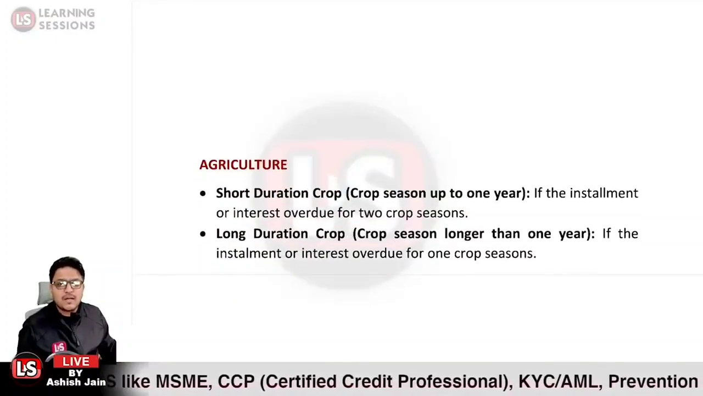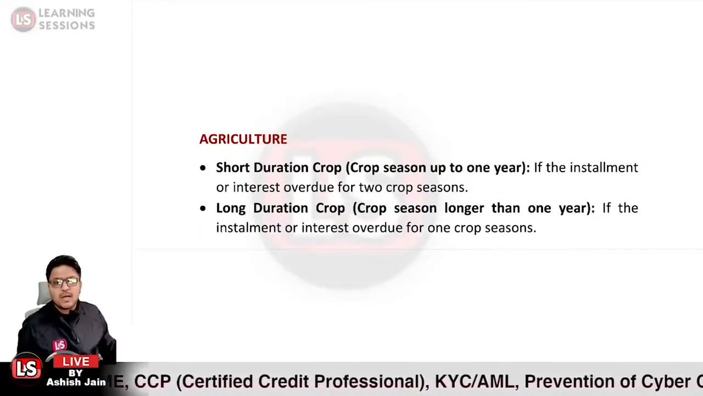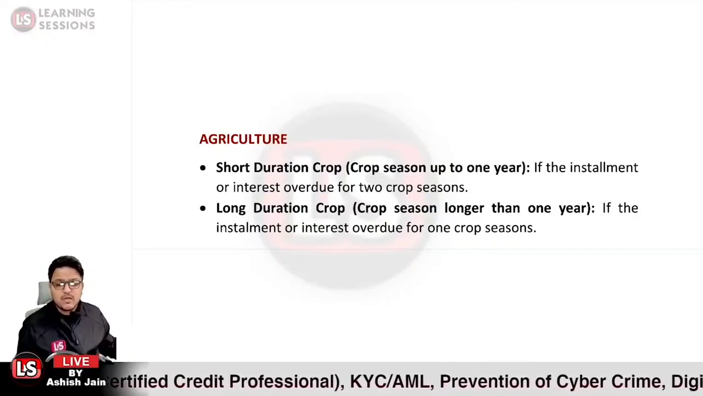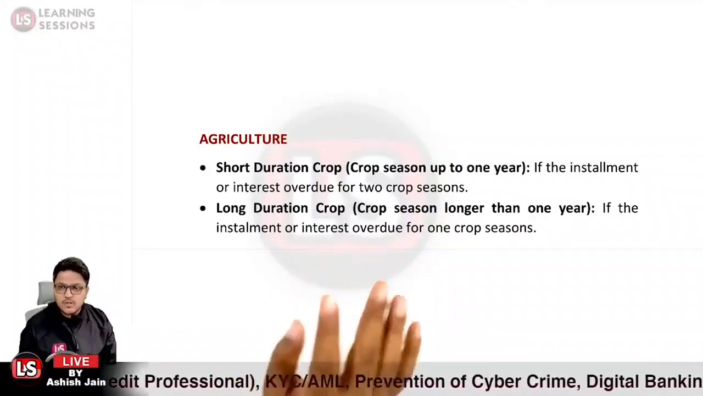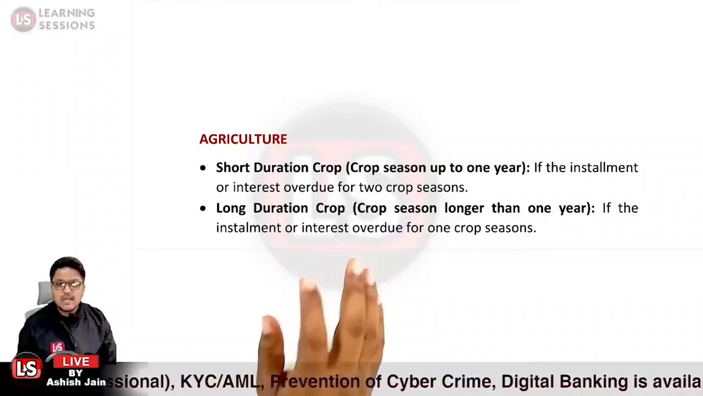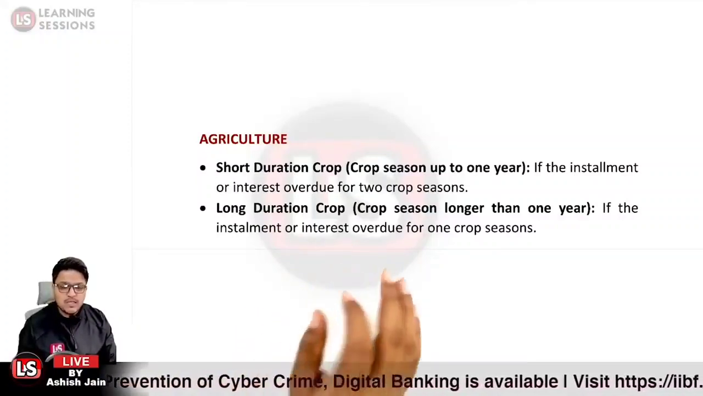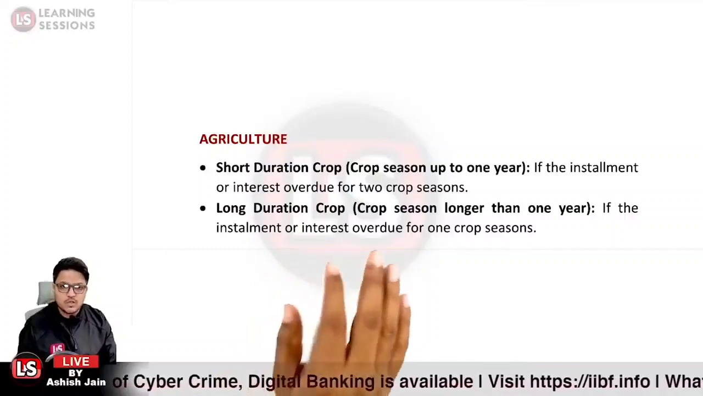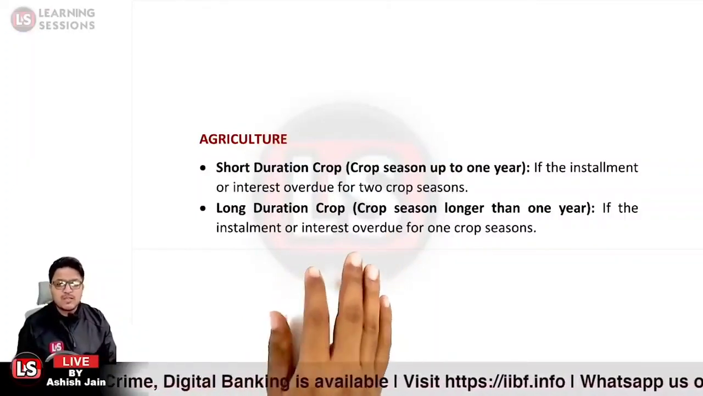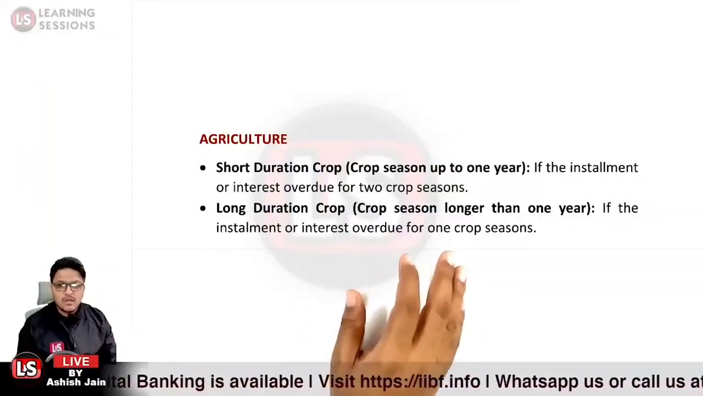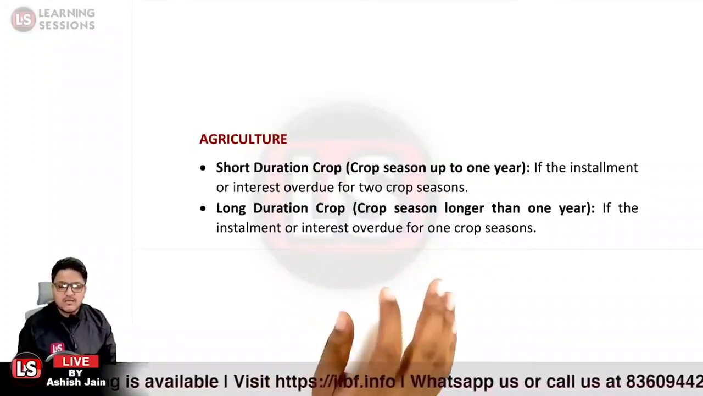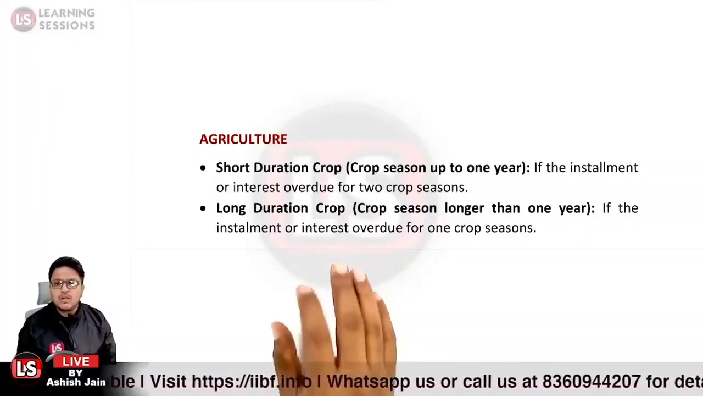Next, it is related to agriculture. In case of agriculture, we have two types of crops. One is the short duration crop, where the crop season is up to 1 year. And for the crop where the crop season is longer than 1 year, it is said to be a long duration crop.